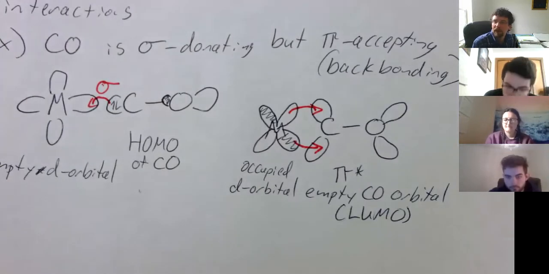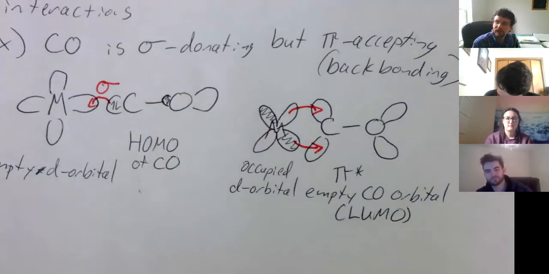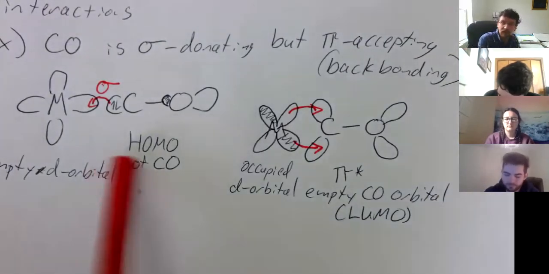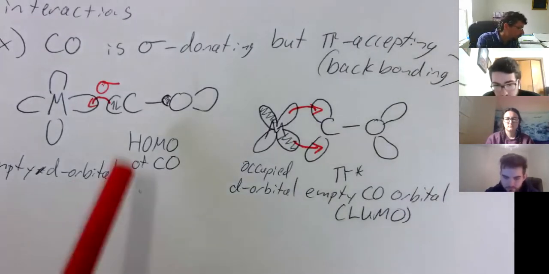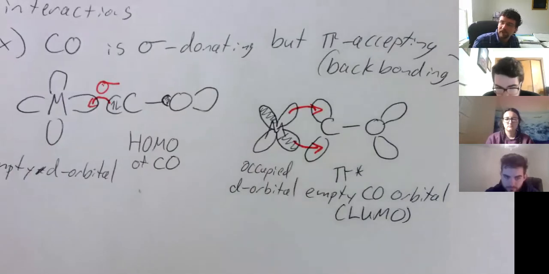And this is why carbon monoxide has a really strong bond. So hemoglobin binds oxygen, right? And it goes through this sort of type of interaction. But carbon monoxide actually kills you by binding really strongly to that iron center. And the way it bonds is through these types of interactions. That's why it's so hard to dislodge carbon monoxide.